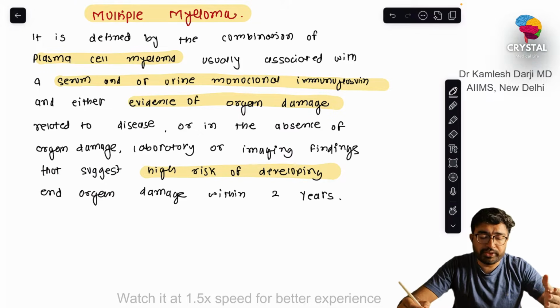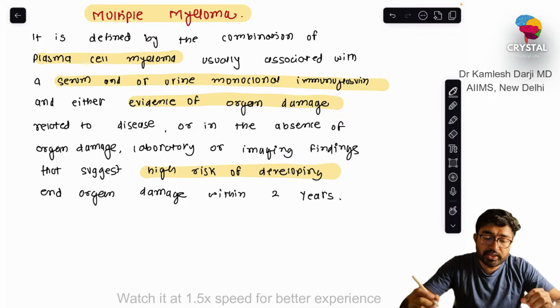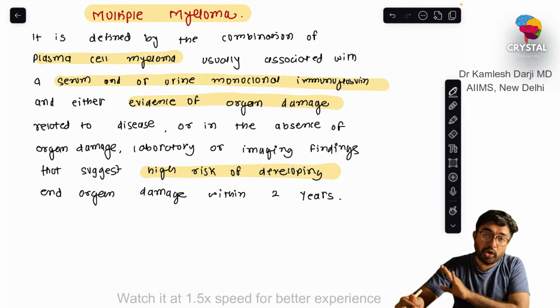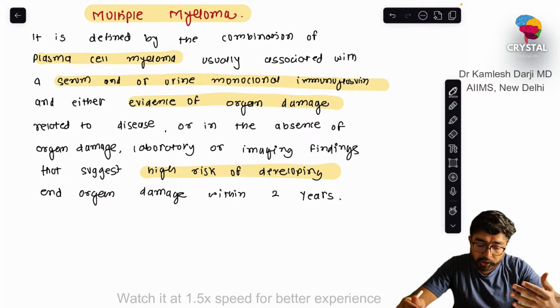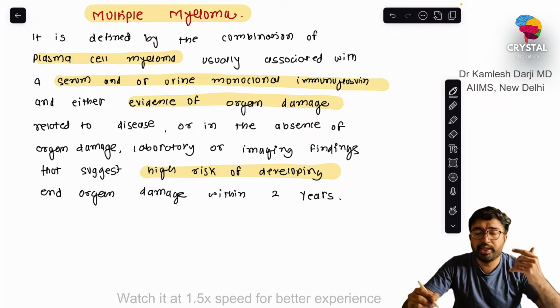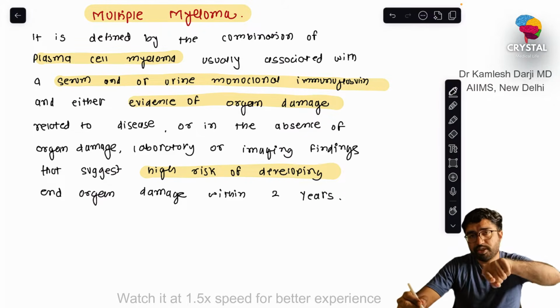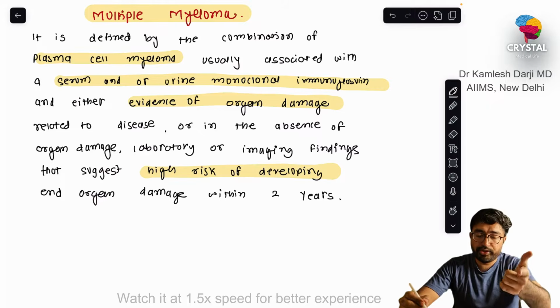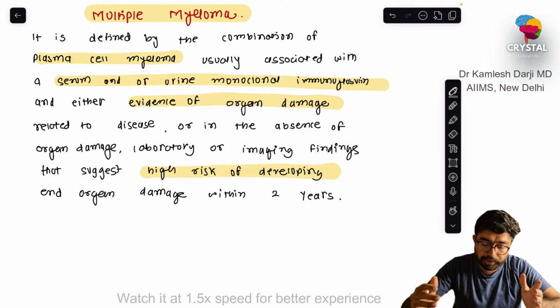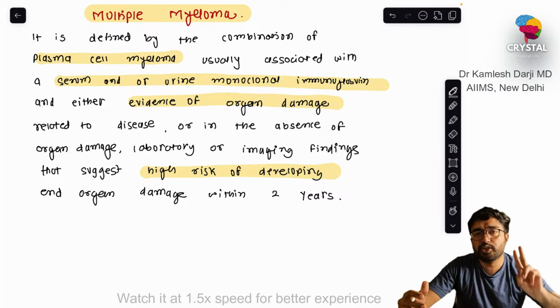So we will start with the definition. It is defined by a combination of plasma cell myeloma, usually associated with a serum and/or urine monoclonal immunoglobulin, and either evidence of organ damage related to the disease, or, in the absence of organ damage, laboratory or imaging findings that suggest a high risk of developing end organ damage within 2 years.